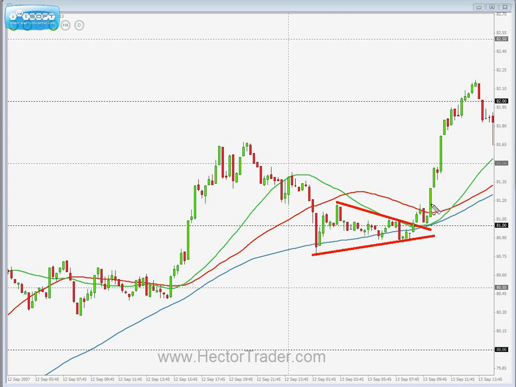But nonetheless, sometimes, as I was saying before, you don't quite get the breakout pullback continuation. It's such a small time frame that sometimes you just don't quite get it.